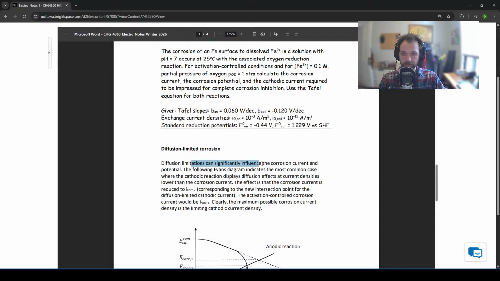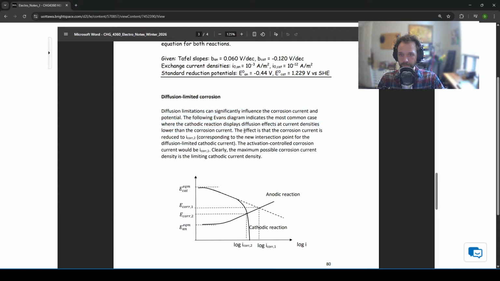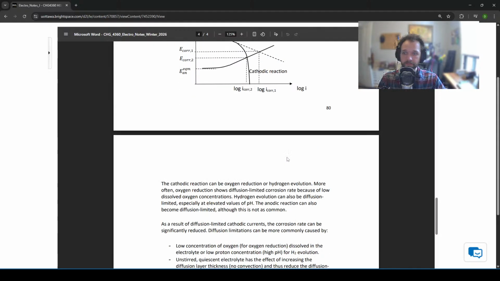Diffusion limitations can significantly influence the corrosion rate and potential. The following Evans diagram indicates the most common case where the cathodic reaction displays diffusion effects at current densities lower than the corrosion current. The effect is the corrosion current is reduced to I corrosion 2, corresponding to the new intersection point. And the activation controlled corrosion current would be I corrosion 1.